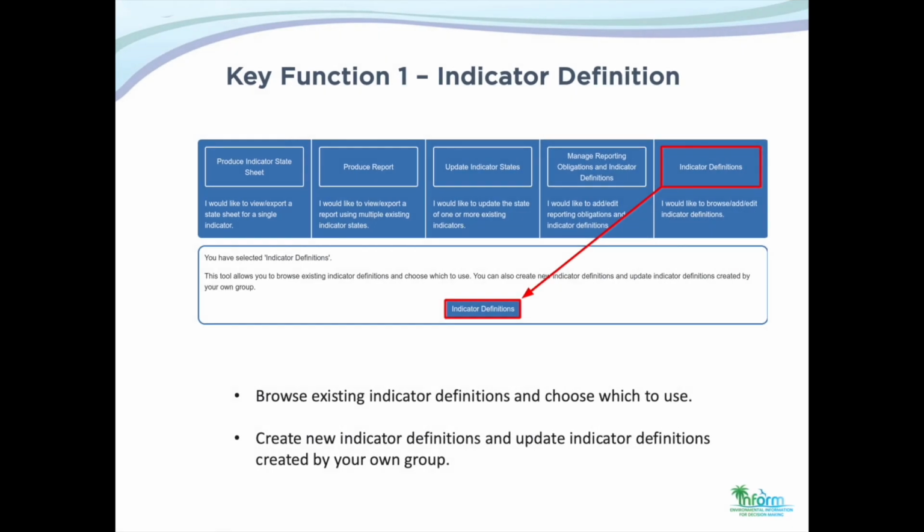On the far right is the indicator definition function. This is the entry point for you to browse the list of existing predefined indicators. You can choose to use an existing indicator definition, or you can create a definition for an indicator that is more suitable to the context of your country.